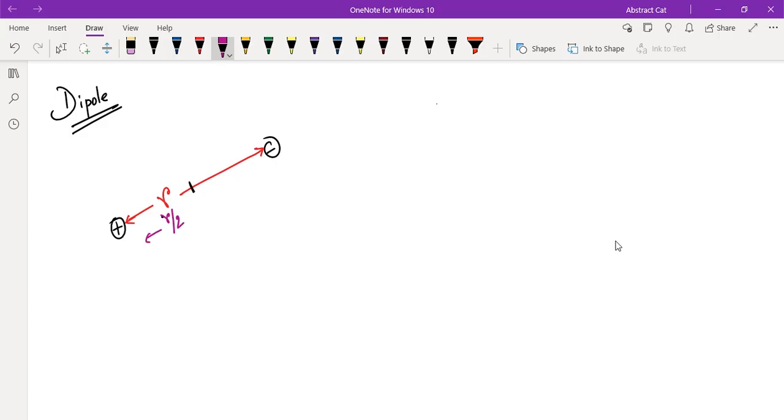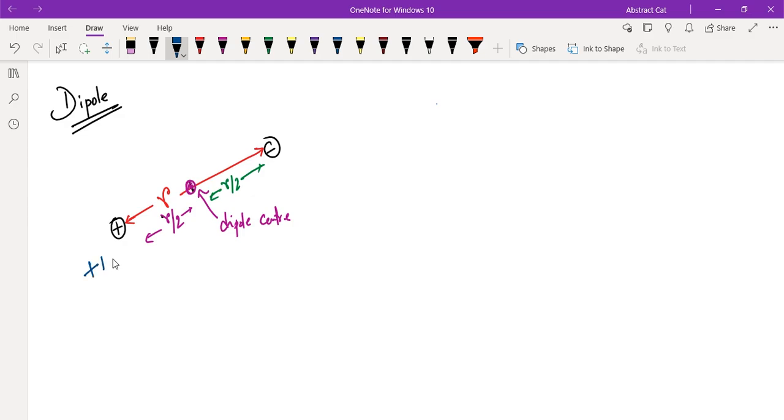The half of that, R by 2, that point is called the dipole center, and that's also R by 2. And here the dipole concept is that these two charges have the same magnitude, meaning their value is the same.